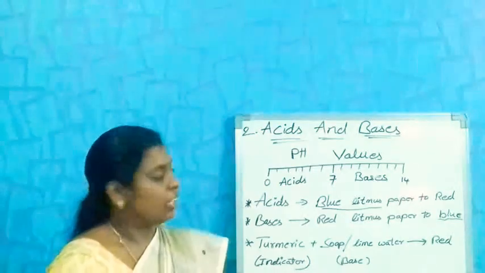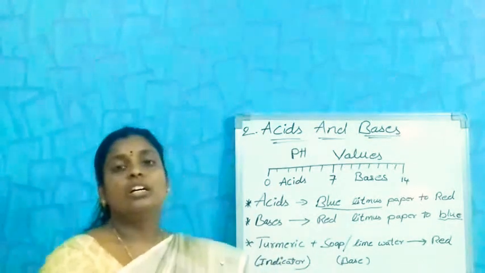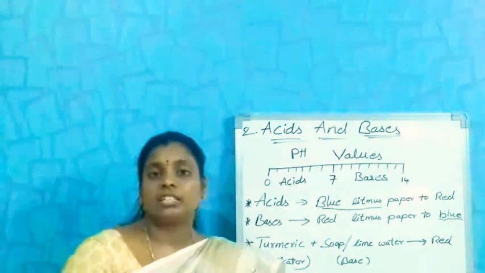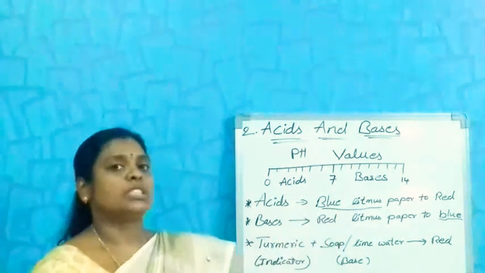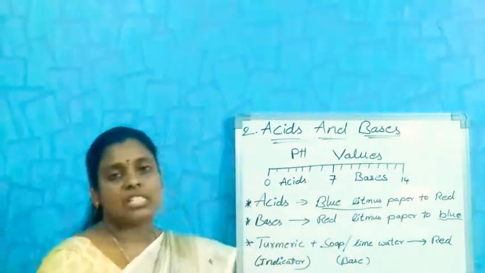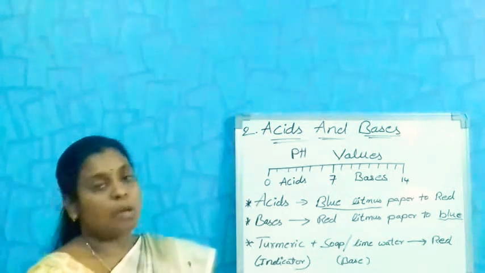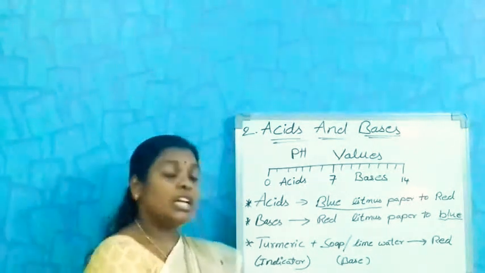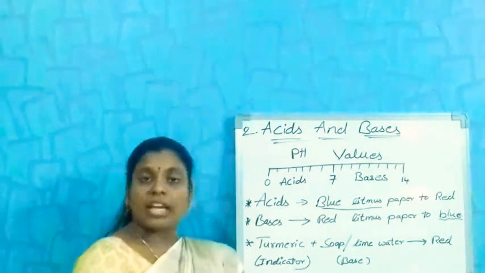These are the artificially prepared indicators. So we have some natural indicators, which we generally use in our houses, like turmeric powder and hibiscus petals. Till now I have shown the artificial indicators, that are the litmus papers. Now in our lessons we are going through the natural indicators, like turmeric.